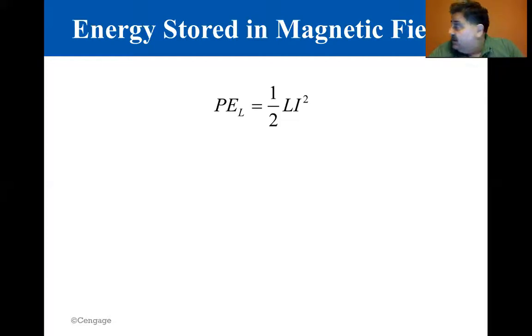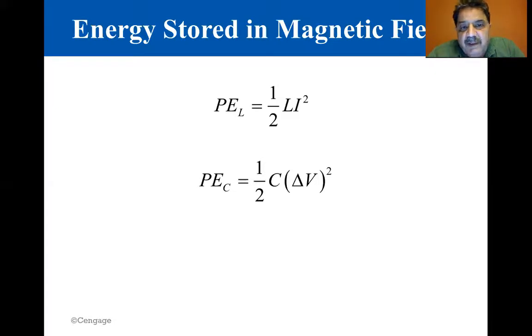Notice that the result is similar in form to the expression for the energy stored in a charged capacitor, which is PE, potential energy, equals 1/2 C ΔV squared. And that is the end of this chapter.